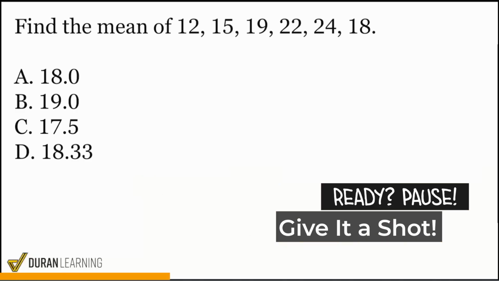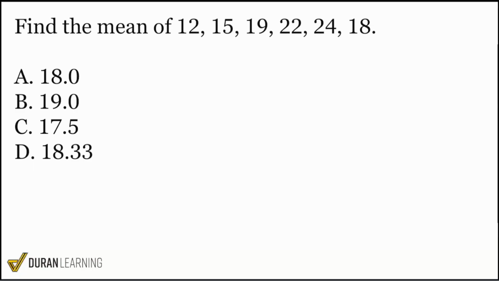All right, so let's tackle this question here. And the question reads, find the mean of 12, 15, 19, 22, 24, and 18. So when we think about calculating mean, we should always immediately think about that formula, which is going to be mean equals the total divided by the count. We'll take the total and divide by that count.